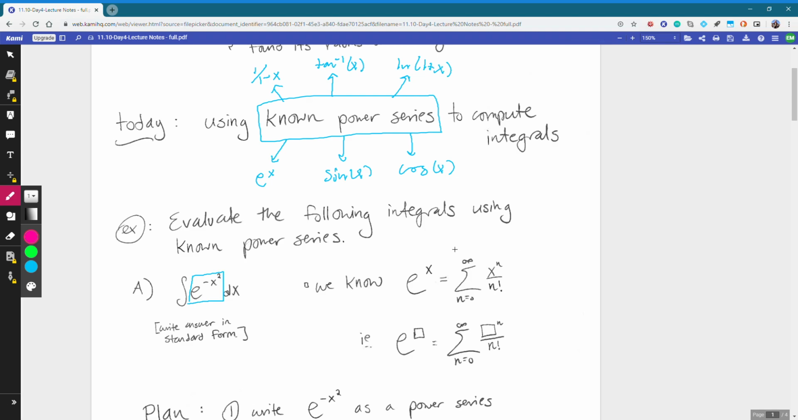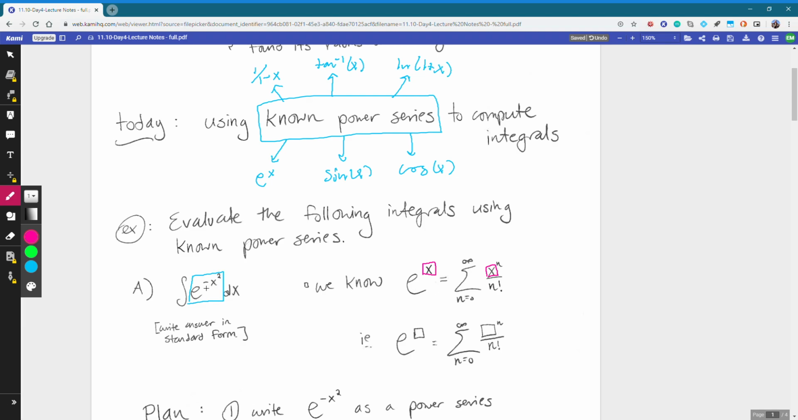If we want to think about this formula in a general way, the way to read this formula is that this x is just a placeholder, telling us that e to the whatever is the sum of that whatever to the n over n factorial. So we can read it like this: e to the box is the sum of box to the n over n factorial.